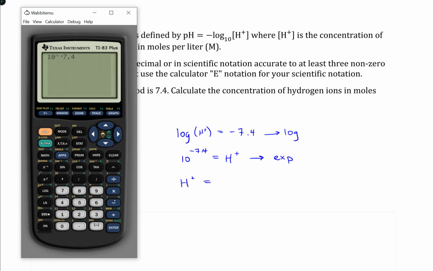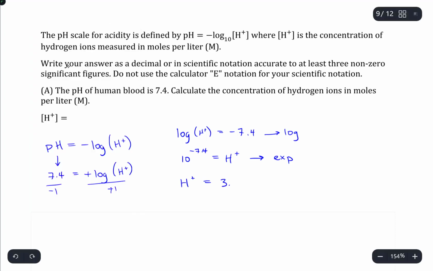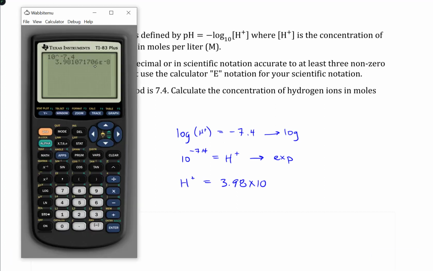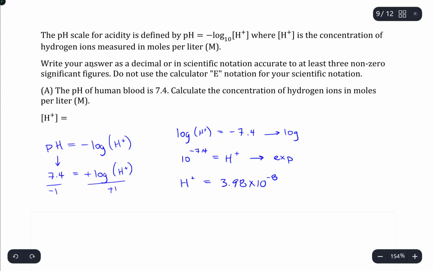Do be careful and don't put a minus 7.4 because the calculator distinguishes a negative from a minus. And here we are. So for three significant figures, this would be 3.98 times 10 to the negative 8 power. This E right here, that's the way the calculator represents scientific notation, but it specifically told us not to use that as our final answer. And it's simple enough. We just change that E out for the times 10 raised to whatever power is given. And then that right there is our final answer. So 3.98 times 10 to the negative 8.